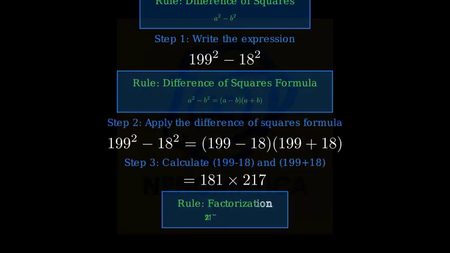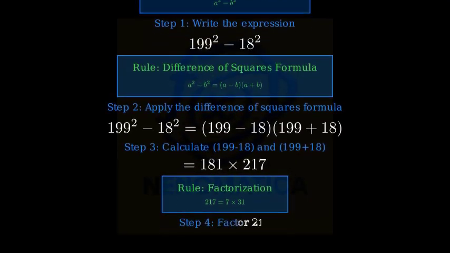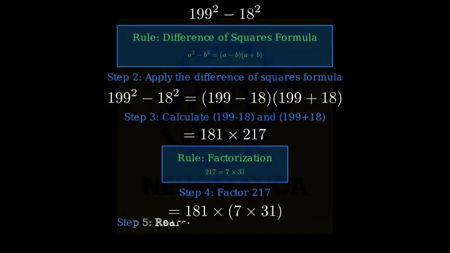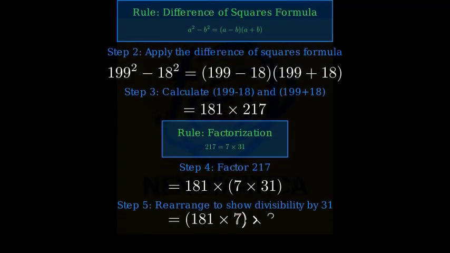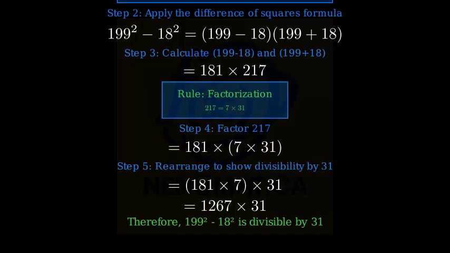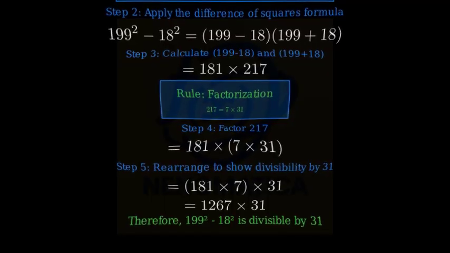Now, let's factor this result further. We notice that 217 equals 7 times 31. Finally, we rearrange the factors to highlight that 31 is a factor of our original expression. Therefore, 199 squared minus 18 squared equals 1,267 times 31, which proves that the original expression is divisible by 31.